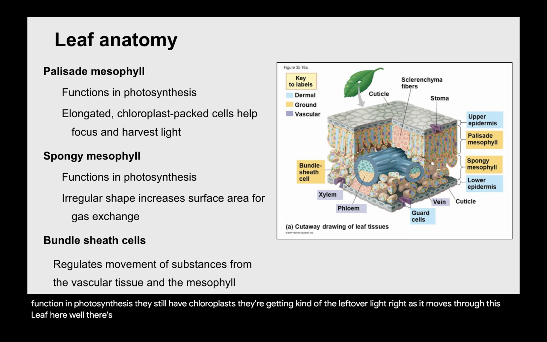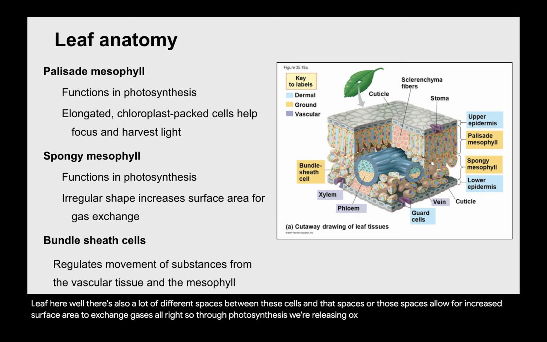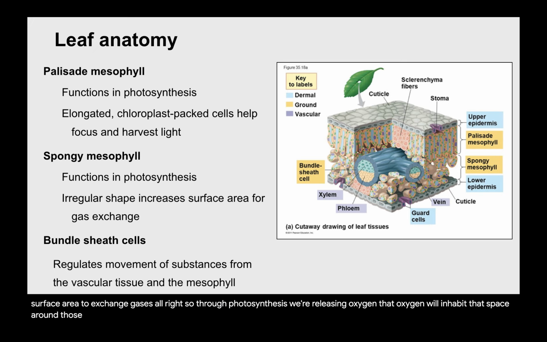But there's also a lot of different spaces between these cells, and those spaces allow for increased surface area to exchange gases. All right, so through photosynthesis, we're releasing oxygen. That oxygen will inhabit that space around those spongy mesophyll cells before it eventually exits the leaf through the stomata.